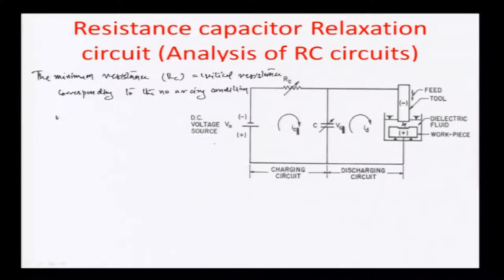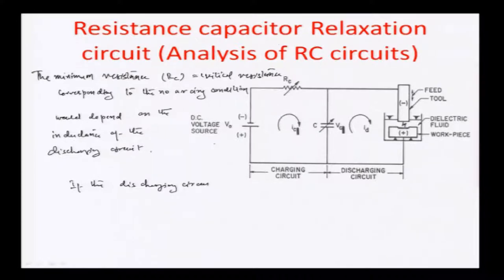would typically depend on the inductance of the discharging circuit. And supposing the discharging circuit is purely inductive in nature, the critical resistance R minimum can be written down as the total amount of inductance of the discharging circuit per unit the capacitance, the central capacitance value C.